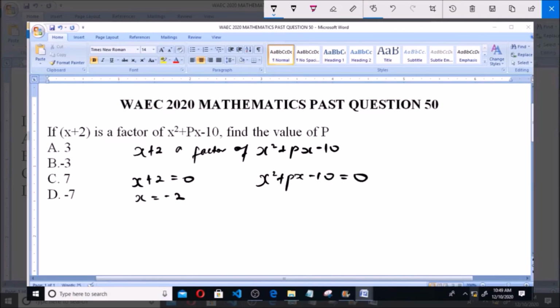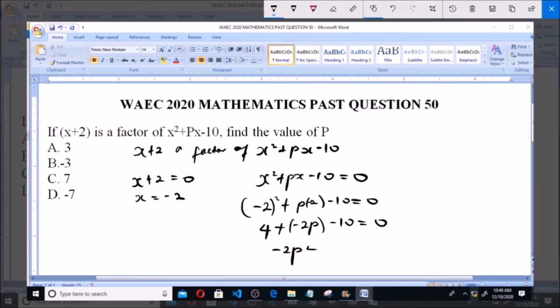So since x is equal to minus 2, we have minus 2 squared plus p times minus 2 minus 10 equals 0. So minus 2 squared will give us 4. So 4 plus minus 2 times p will give us minus 2p minus 10 equals 0. Collecting like terms, we'll have minus 2p, then 4 minus 10, so minus 2p minus 6 is equal to 0.